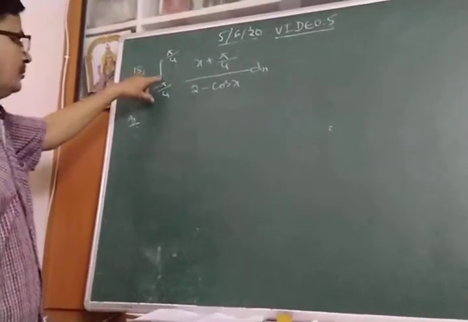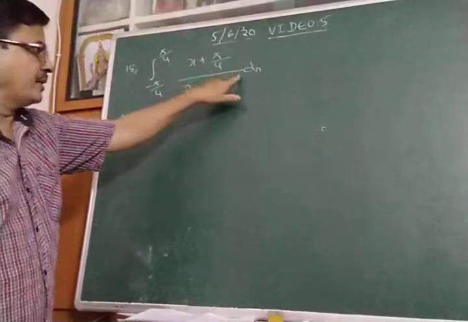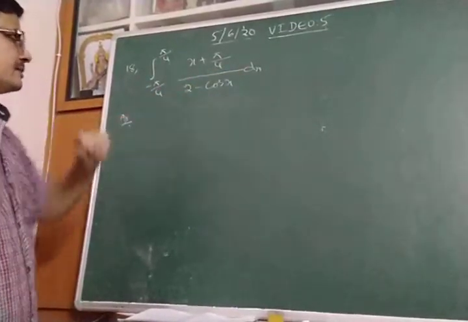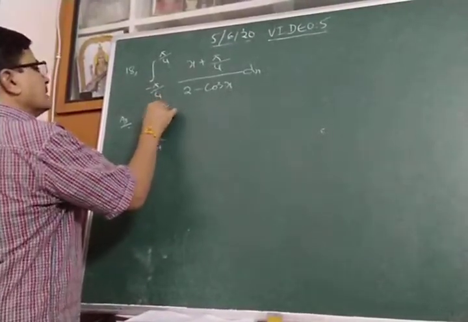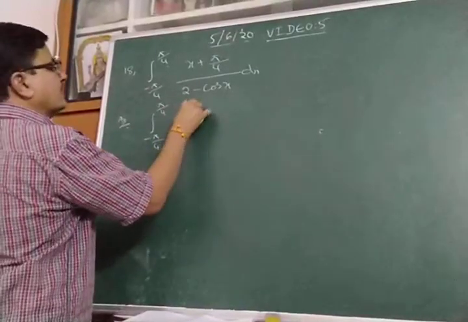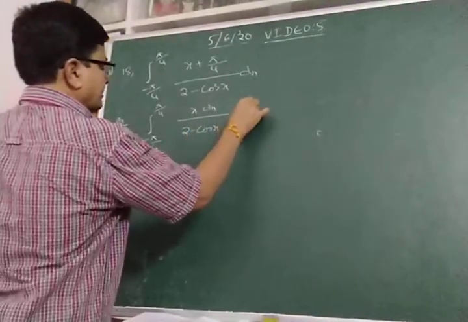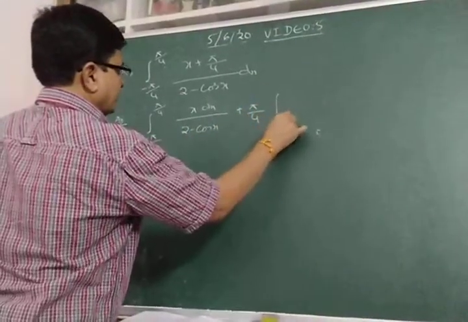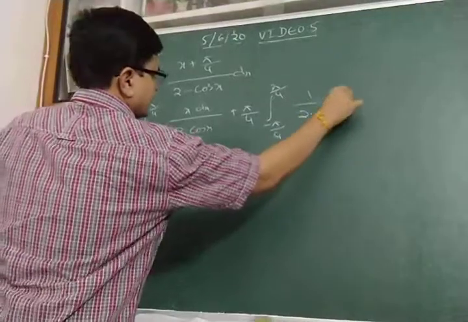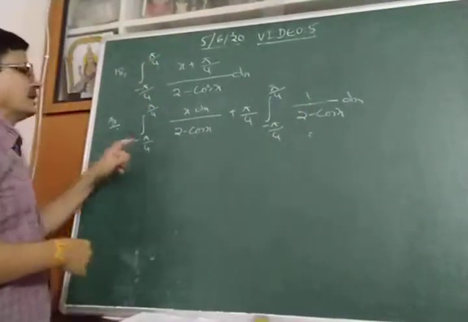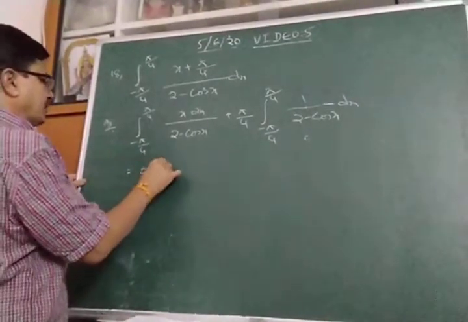18th question, integral from minus pi by 4 to plus pi by 4 of x plus pi by 4 whole divided by 2 minus cos x dx. This can be written as sum of two integrals, integral minus pi by 4 to plus pi by 4 of x dx by 2 minus cos x plus pi by 4 into integral minus pi by 4 to plus pi by 4 of 1 by 2 minus cos x dx. Here it is an odd function, so its integral value is 0. 0 plus pi by 4.